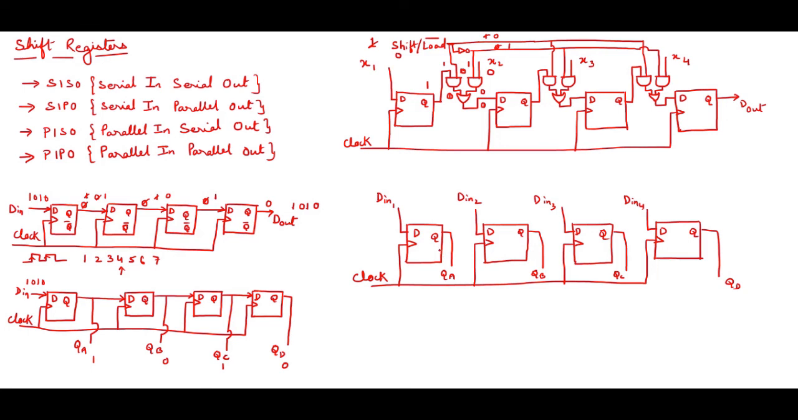Now the final one, parallel in parallel out. Here what happens is that I have given 4 data inputs over here. Let's say 1 0 1 0, and I'll give a clock pulse. With the first clock pulse only, the data will come out over here as 1 0 1 0. So this is very fast, and this is called parallel in parallel out shift registers.